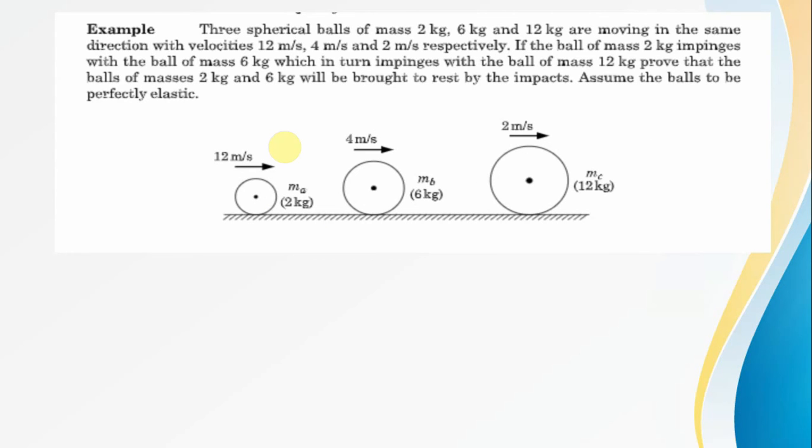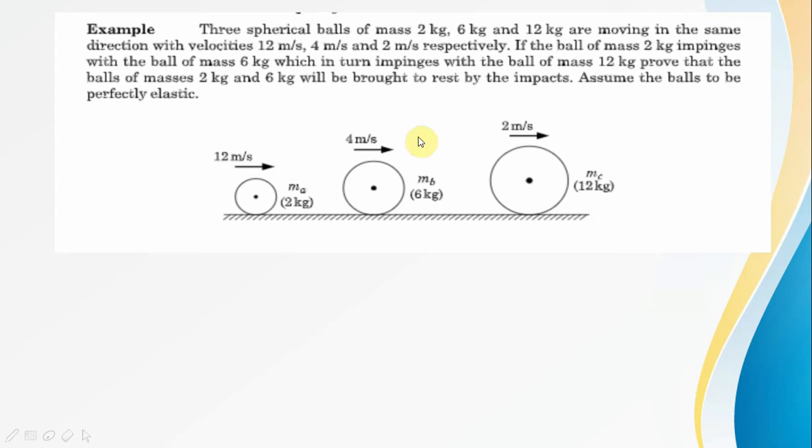Let us suppose this is a numerical. In this numerical, there are three spherical balls having masses 2 kg, 6 kg, and 12 kg. They are moving in the same direction. The 2 kg mass has a velocity of 12 meter per second, the 6 kg mass has 4 meter per second velocity, and the 12 kg mass has 2 meter per second velocity. All are moving in the same direction.